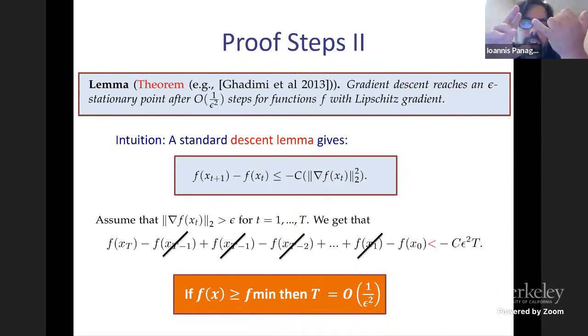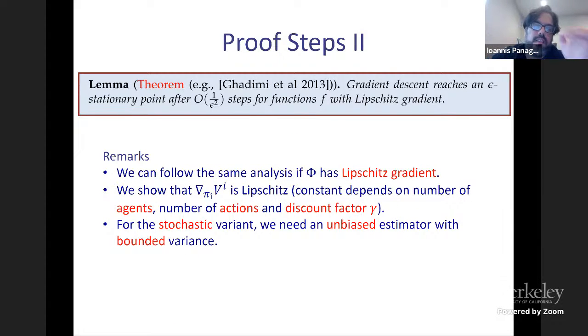So effectively, if your function is smooth and lower bounded, then after 1 over epsilon square steps, you are guaranteed to reach an epsilon stationary point. And by epsilon stationary, I mean that the norm of the gradient is at most epsilon. Okay, so this is very well known and by now a folklore result. Combining this with the previous 2 key lemmas, it trivially follows the result for the deterministic case. Well, trivial is not the correct term because you need to show also the smoothness of phi. So you need to show that phi has Lipschitz gradient, but we don't know phi, so we need to work with the V_i's. So you need to show that the gradient of V_i is Lipschitz, okay? And we can show that, where the Lipschitz constant depends on the number of agents, the number of actions, and the discounting factor gamma, okay?